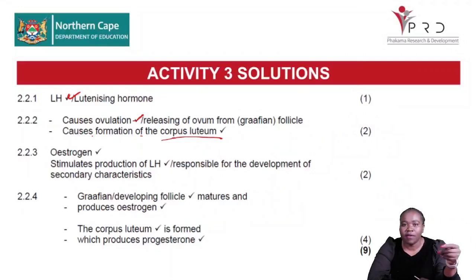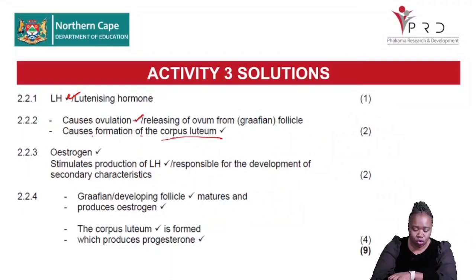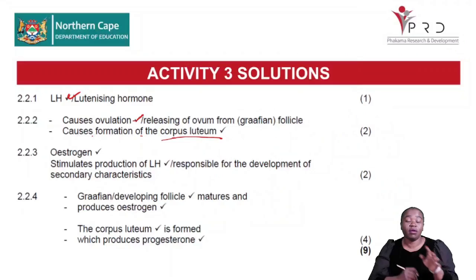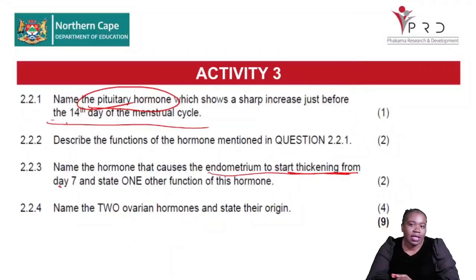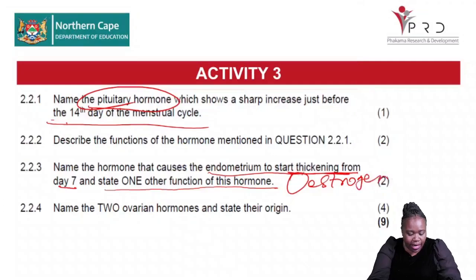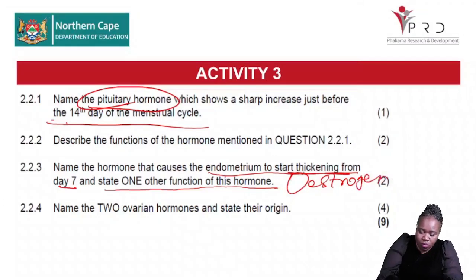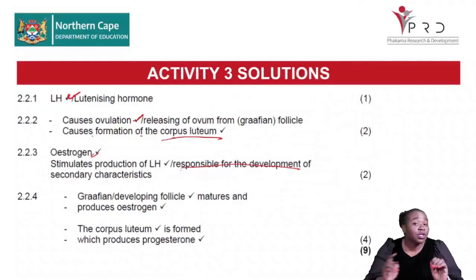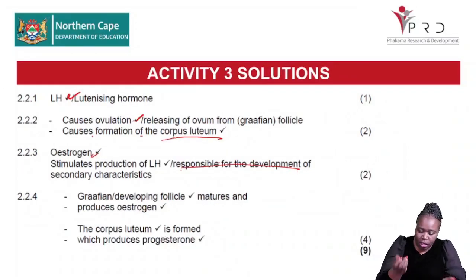They said one other function of estrogen: it stimulates the production of the luteinizing hormone, and it is responsible for the development of the female secondary characteristics. We spoke about this in the previous lesson, right? And then 2.2.4, it says name 2 ovarian hormones and state their origin. So the 2 ovarian hormones that we can talk about here can be estrogen and progesterone.